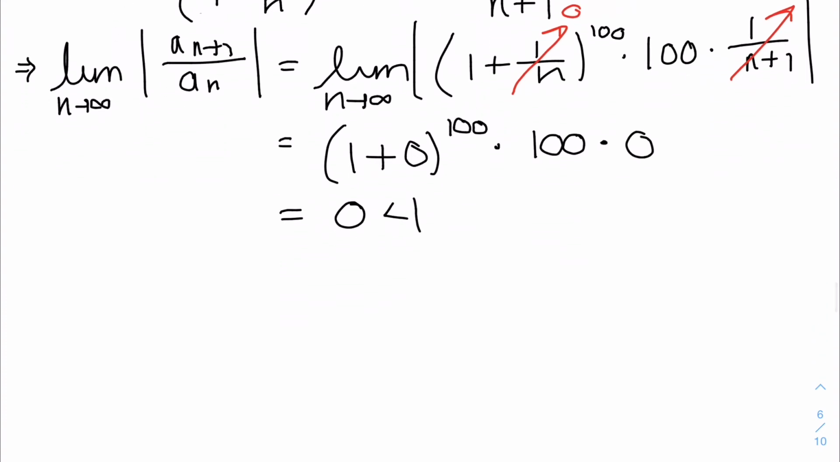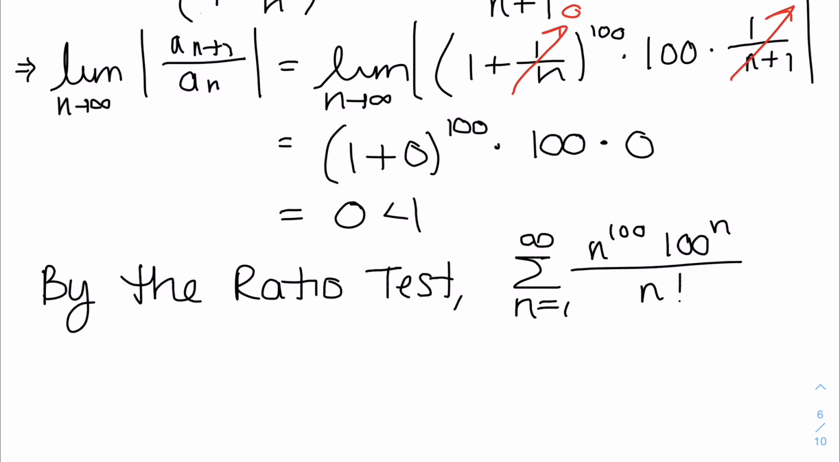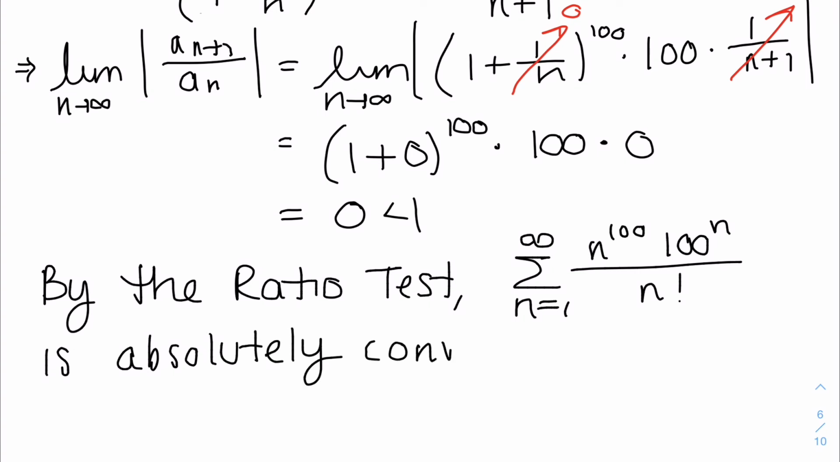So what we can say is by the ratio test, the series, which is the sum from n equals 1 to infinity of n to the 100, 100 to the n over n factorial, is absolutely convergent. So we get absolute convergence with the ratio test, which means it's regularly convergent as well.